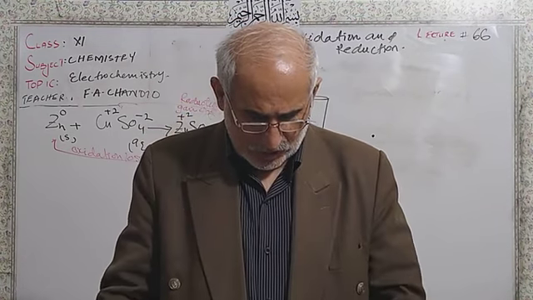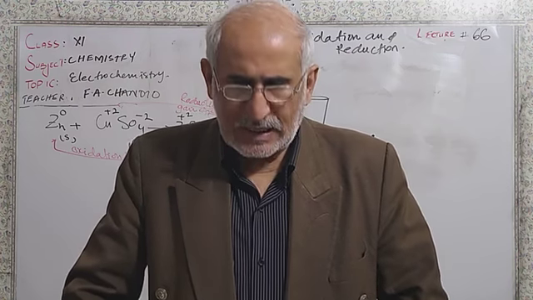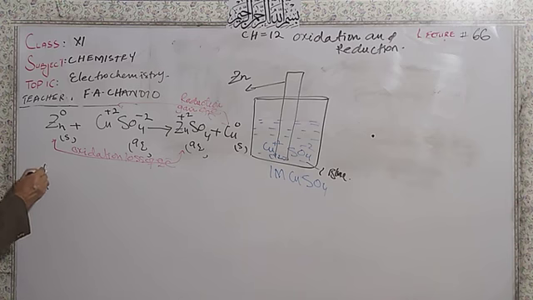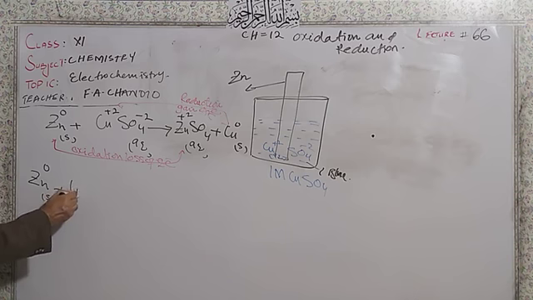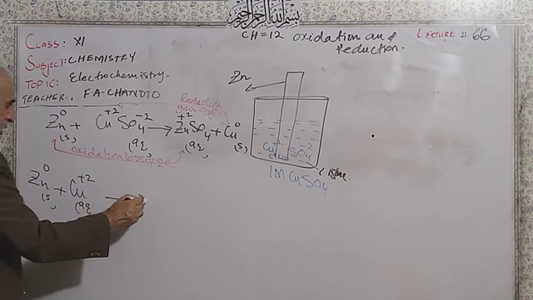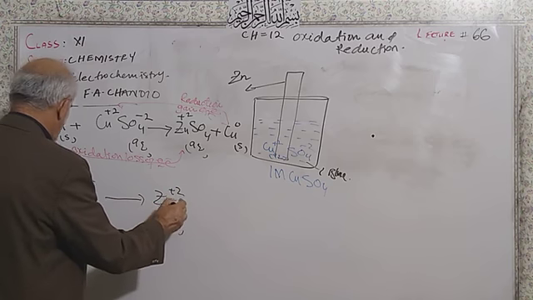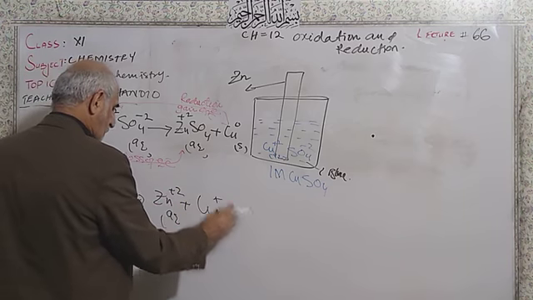Dear students, loss of electrons is called oxidation, an increase in oxidation number, and gain of electrons is called reduction, a decrease in oxidation number. If there is oxidation and reduction together, this is called a redox reaction. I can write it in this form: zinc plus copper ions in aqueous solution to give zinc positive 2 ions and copper 0.